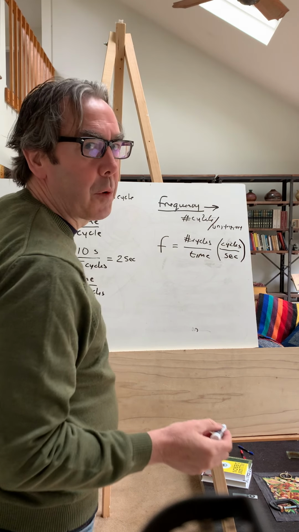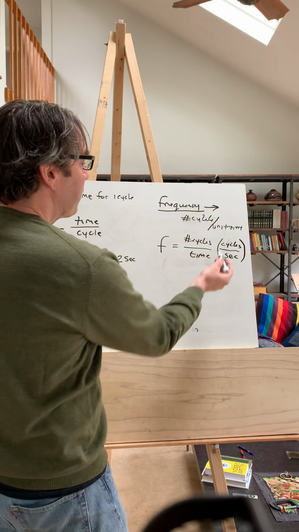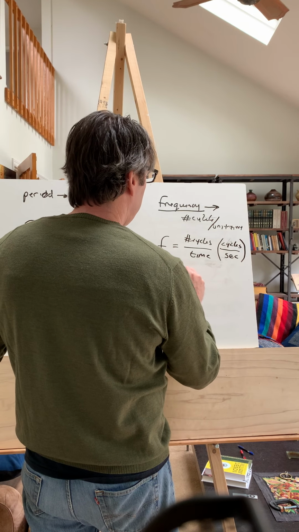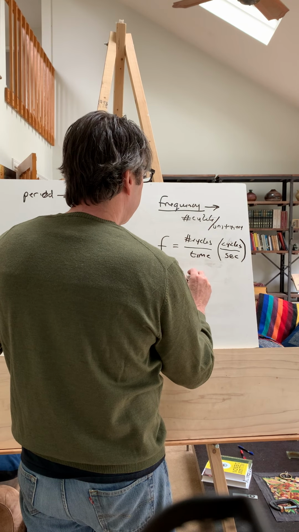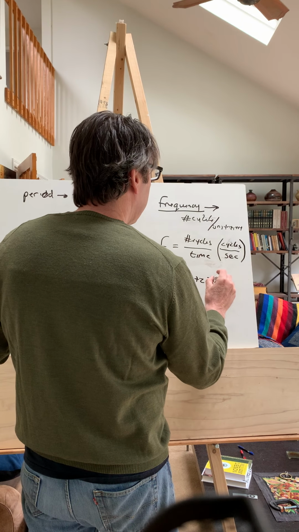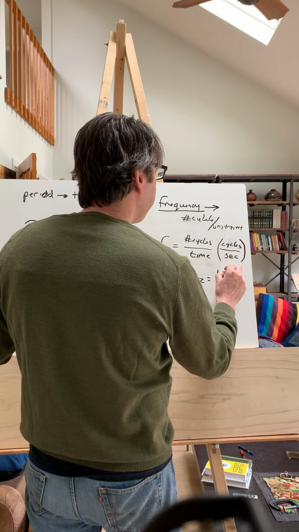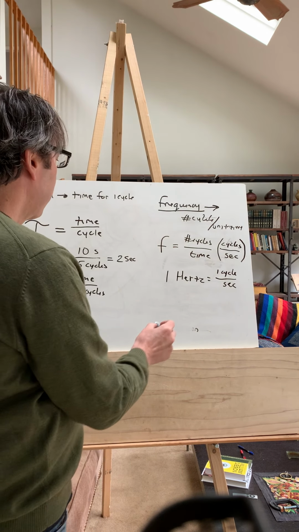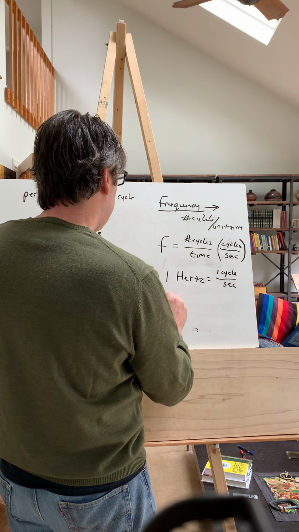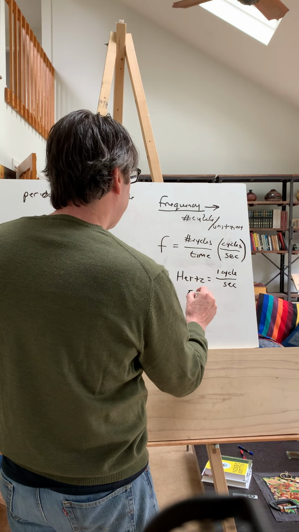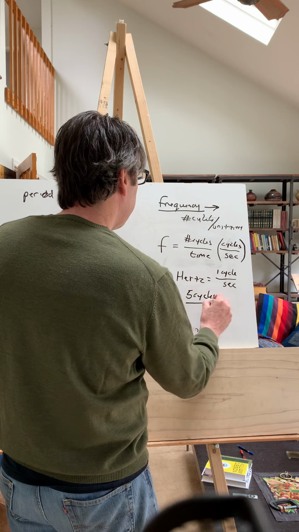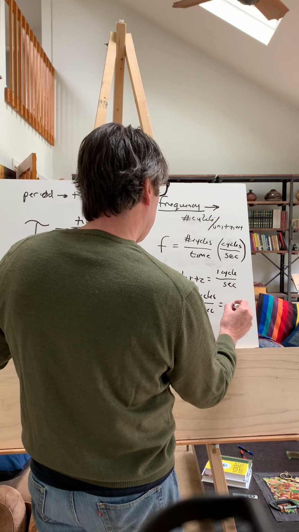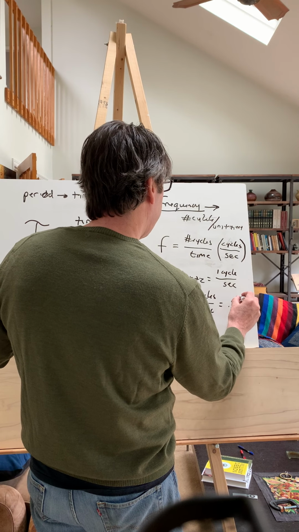I mean, it could be cycles per week, cycles per year, whatever you choose. But cycles per second is the particular unit, which we call the hertz. So 1 hertz equals 1 cycle per second. Now in our example over here, the frequency would equal 5 cycles in 10 seconds equals 0.5 hertz.